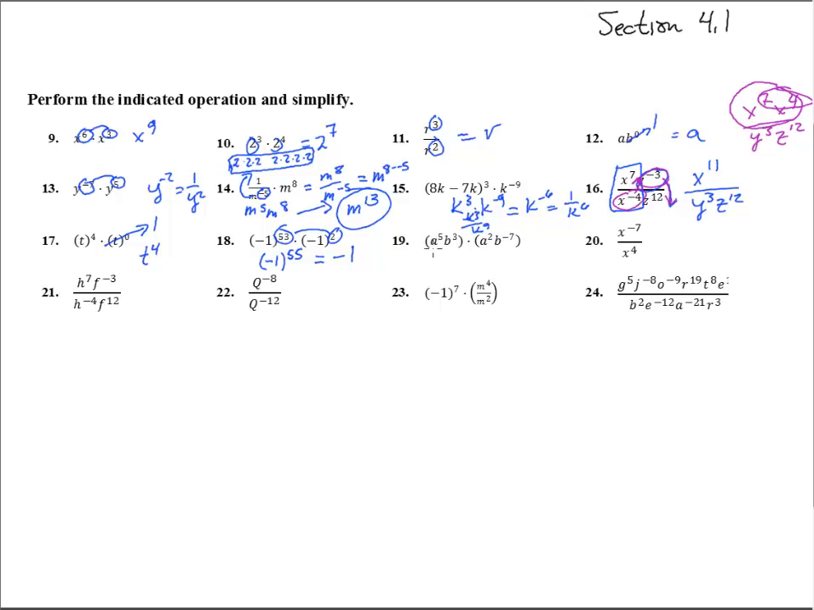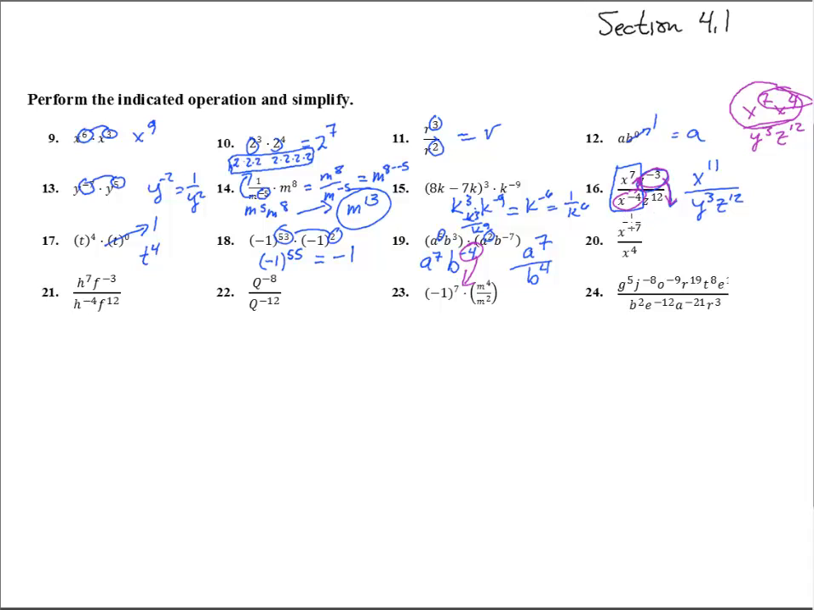Number 19, a to the 5th, b cubed times a squared, b to the negative 7. Now this has got 5 a's in it, and it's got 2 a's, and the b's can just kind of switch through the a's. So we end up with a to the 7th, we add those two, and then b cubed and b to the negative 7, that's b to the negative 4th. And what do negative exponents do? They go from here and shove them down to the bottom of the fraction. So we have a to the 7th over b to the 4th.